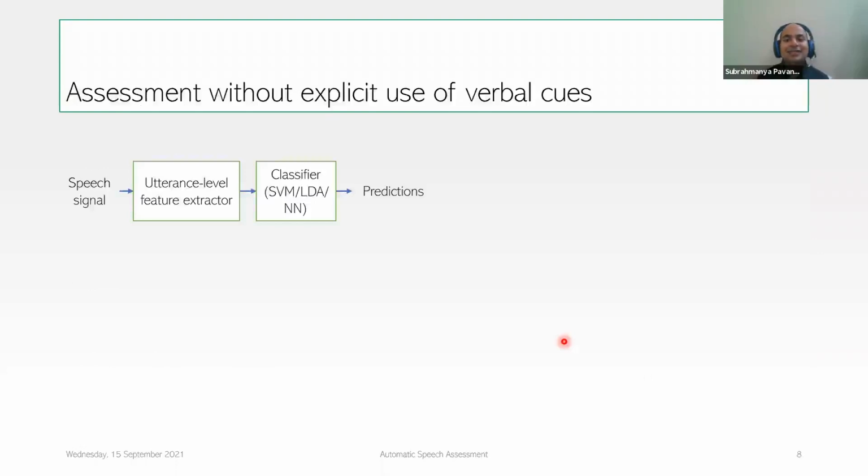Several assessment tasks are carried out using no explicit verbal cues, where the speech signals are passed through a feature extractor followed by a classifier. The feature extractor could be a fixed length feature representation extractor, which could be at utterance level. And the classifier could be a simple support vector machine or a linear discriminant analysis or a neural network. Let's look at the feature extraction part in a little more detail.